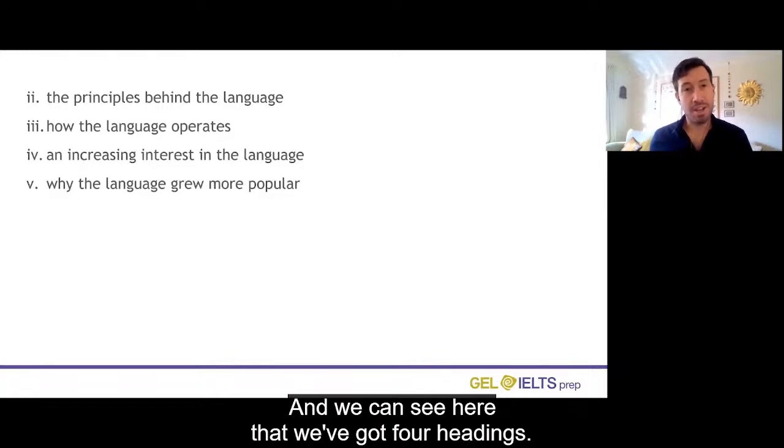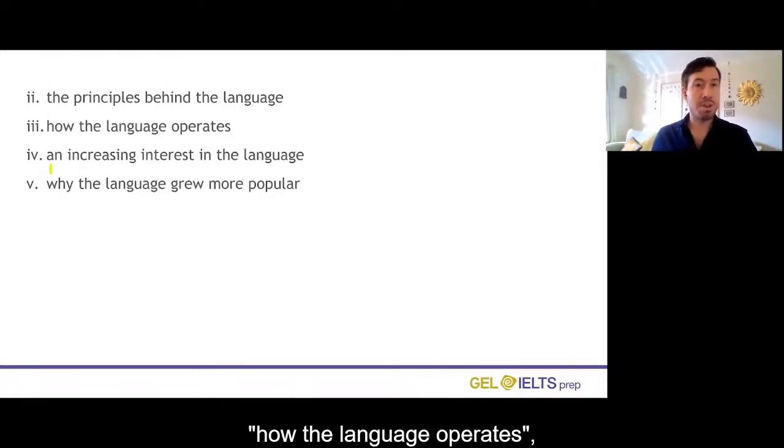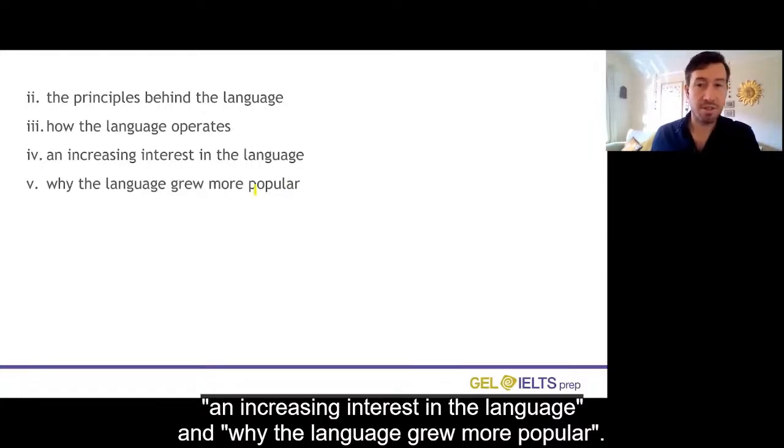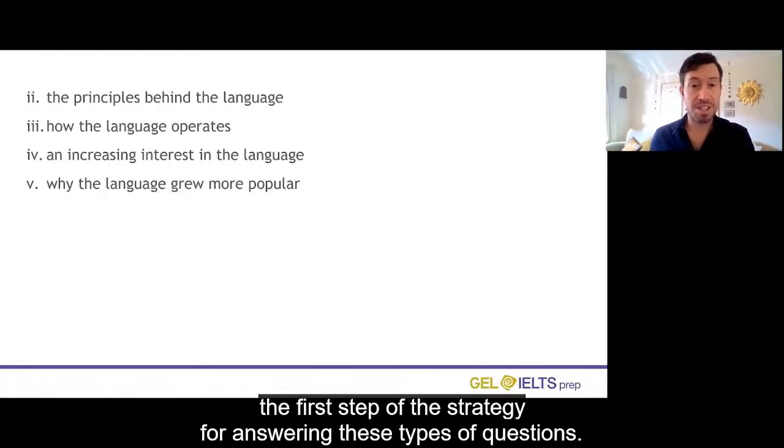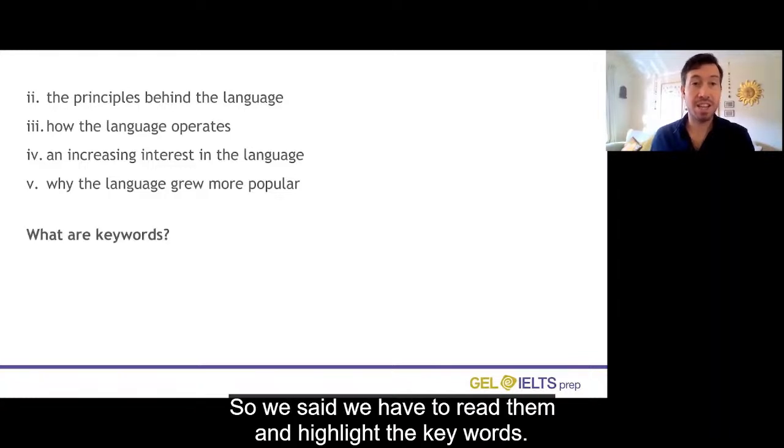So we're going to have a bit of practice now. And we can see here that we've got 4 headings. So we've got the principles behind the language, how the language operates, an increasing interest in the language, and why the language grew more popular. And what we're going to do is just do the first step of the strategy for answering these types of questions. So we said we had to read them and highlight the key words.